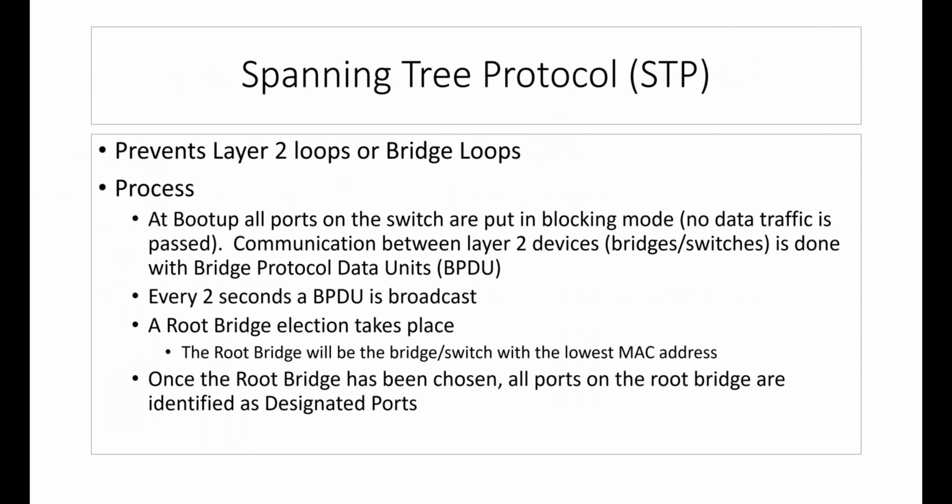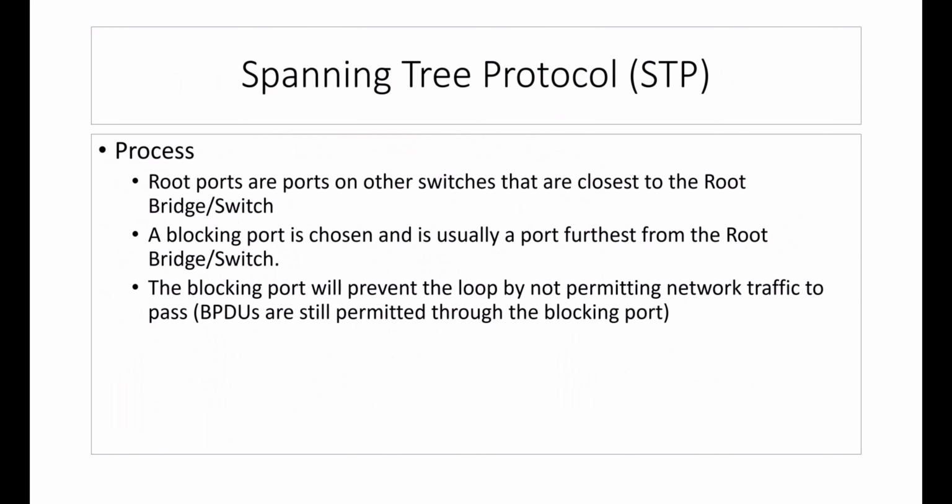Once the election takes place, all the ports in the root bridge are identified as designated ports. The other switches that connect to the root bridge, the ports that are closest to the root bridge, are designated as root ports. Then, to prevent the actual loop, one of the ports furthest from the root bridge is put into a blocking mode. The blocking port will not allow any traffic to pass except for BPDUs, or bridge protocol data units.